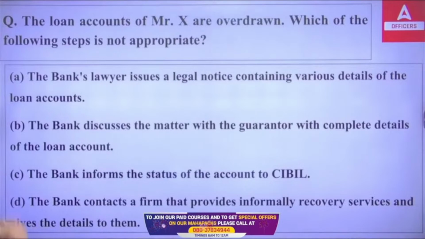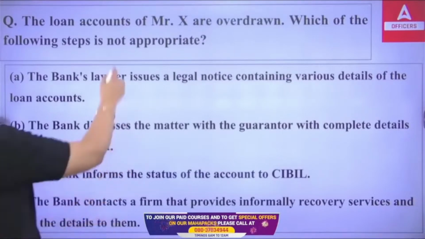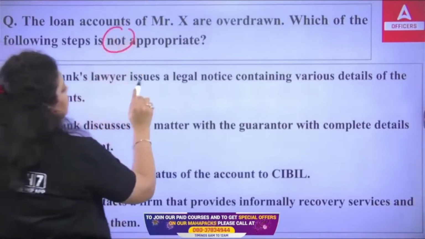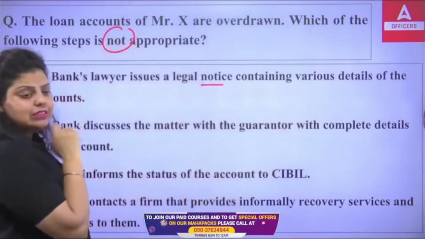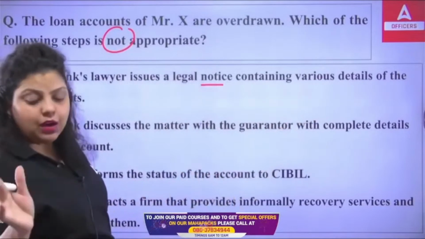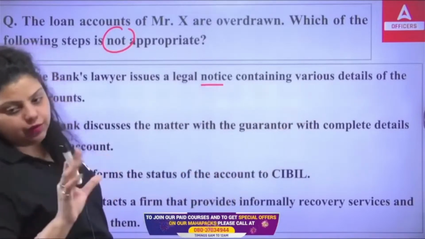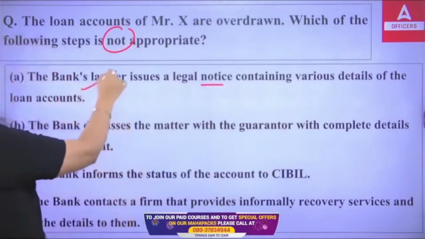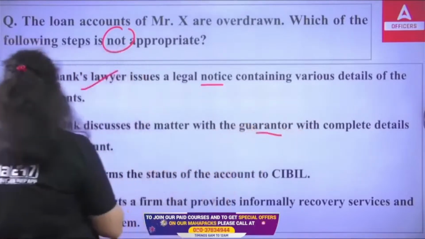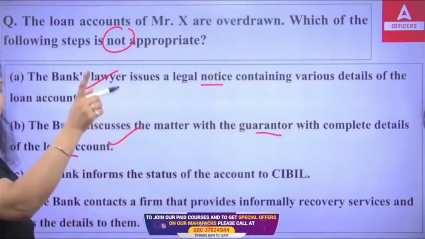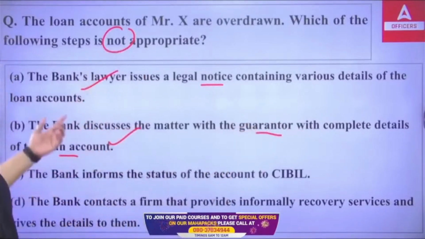Which of the following is correct? So which is not an appropriate step? First, the bank's lawyer issues a legal notice containing various details of the loan account. This is an appropriate step. Now, after seeing the overdrawn limit, you have to issue a legal notice. This is true. The bank discusses the matter with the guarantor with complete details of the loan account. This is also true. After facing the overdrawn condition, you have to talk with the guarantor about that.